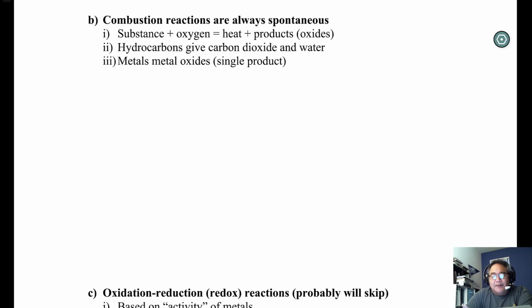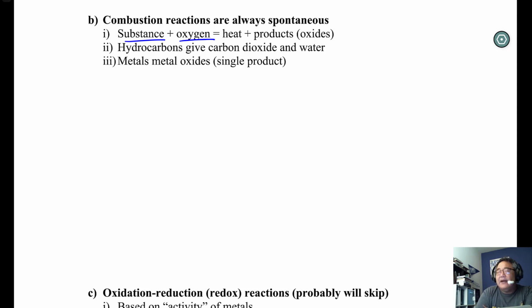The last kind of reaction is a combustion reaction, and thankfully this one's easy. So we're going to do this. The balancing can be tricky. It's a substance plus oxygen, which produces heat and an oxide. Now, let me show you what that means. For hydrocarbons, the oxides are carbon dioxide and water.